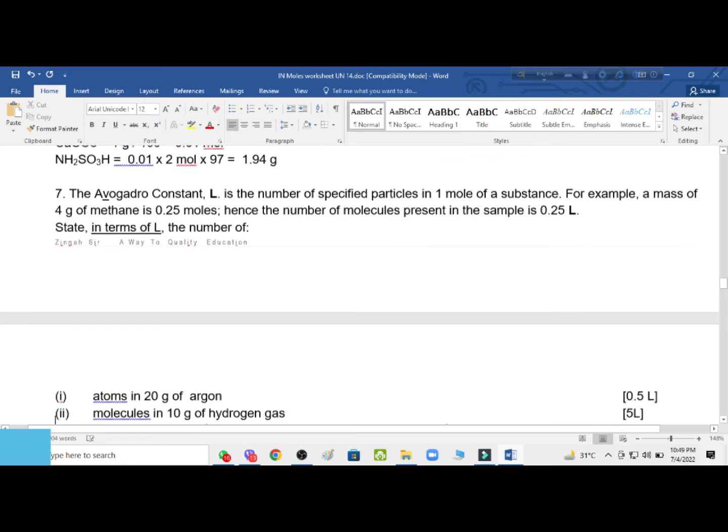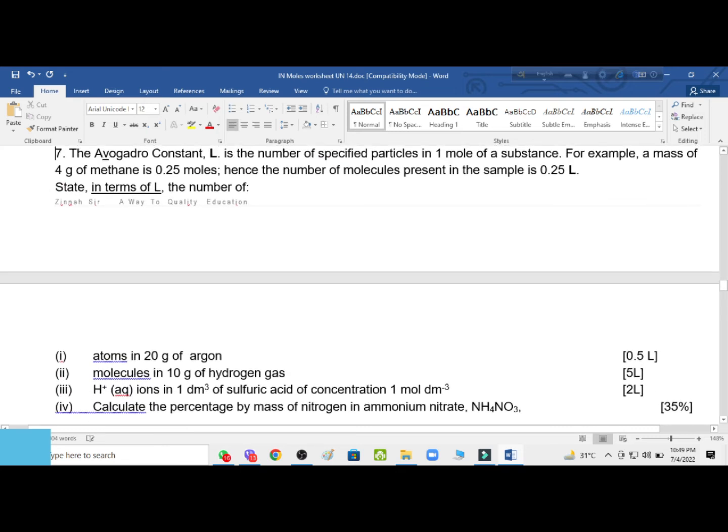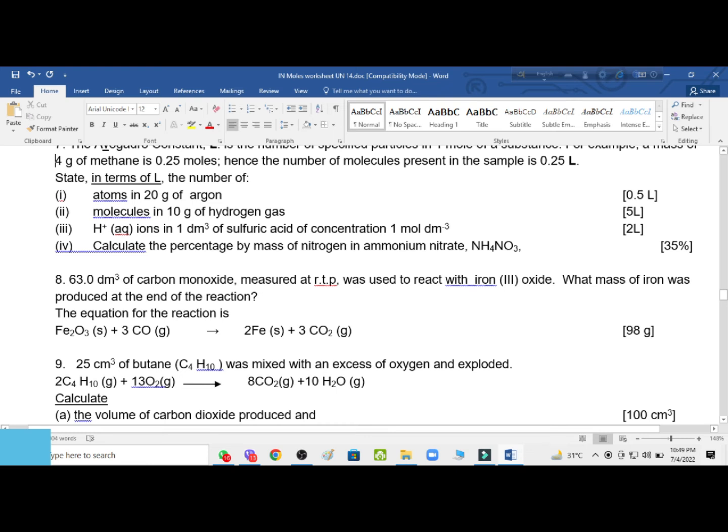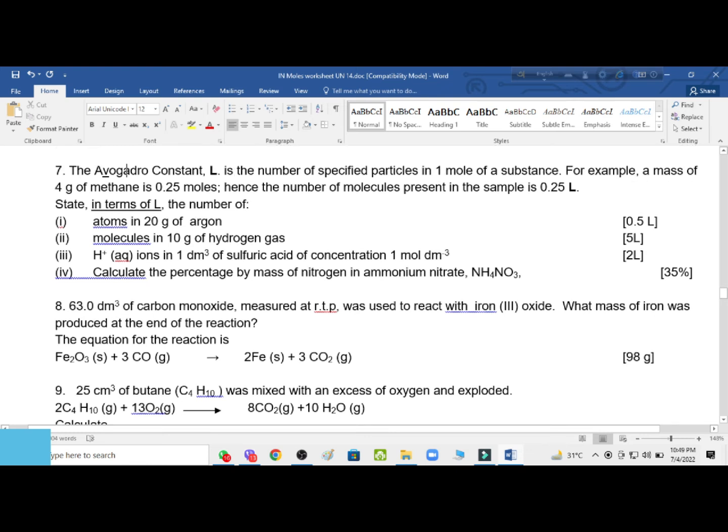Very simple. And now another question. This is a little different way. Presentation is a little different, but this is very simple. The Avogadro constant. The Avogadro constant L is the number of specified particles in 1 mole of substance.